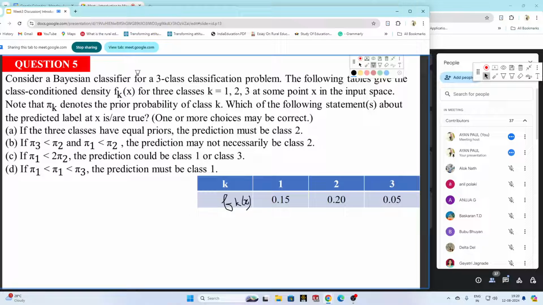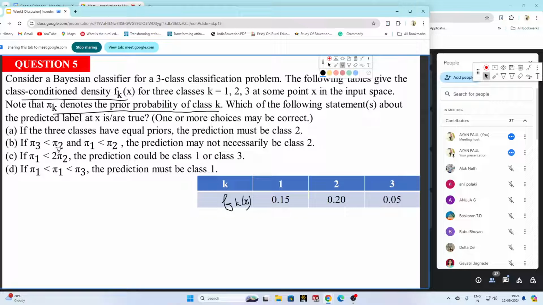Consider a Bayesian classifier for a three-class classification problem. The following tables give the class conditional density f_k(x) for the three classes k equals 1, 2 and 3, that means we have three classes numbered 1, 2 and 3, at some point x in the input space. Note that pi k denotes the prior probability of class k. Which of the following statements about the predicted label at x are true? If the three classes have equal priors, the prediction must be class 2.